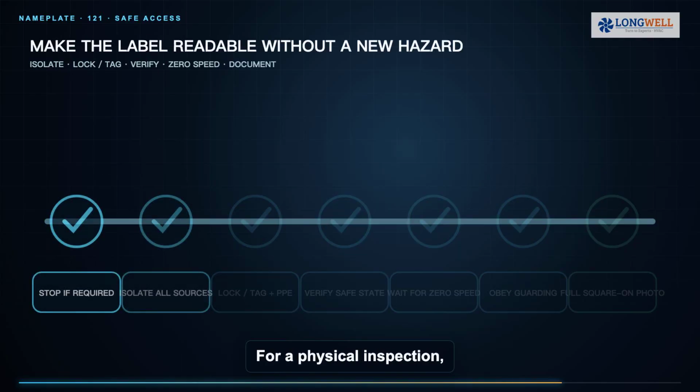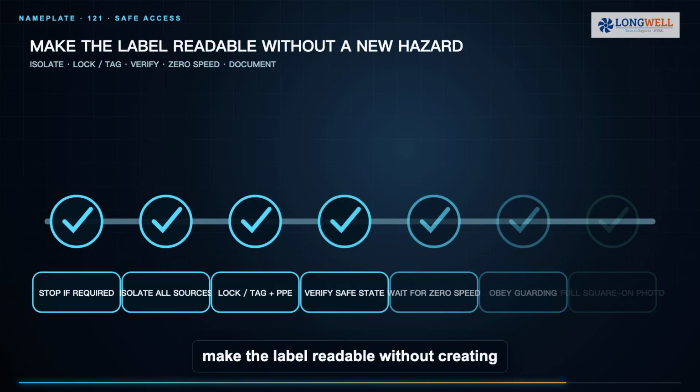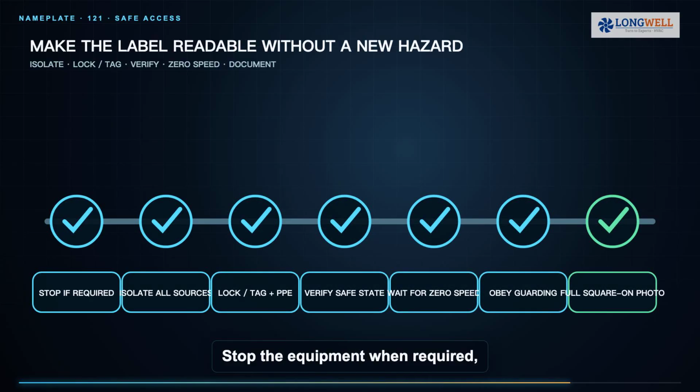For a physical inspection, make the label readable without creating a new hazard. Stop the equipment when required, isolate every applicable energy source, follow local lockout, tagout, and personal protection rules, verify the safe state, wait for zero speed, and obey guarding and access procedures. Photograph the entire label square-on with legible units and context. Do not open an energized enclosure just to find a hidden plate.